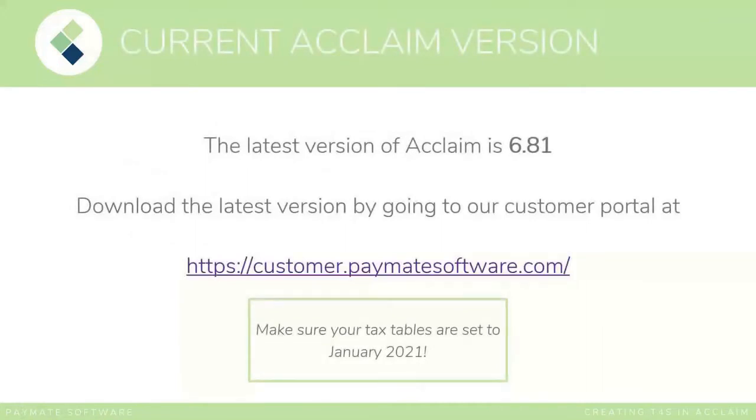All right, so the latest version of Acclaim right now is 6.81. You want to make sure that you're up to date with this. It's going to be the January 2021 tax tables. If you have any version lower than this, you'll need to download the latest version from our customer portal. We have some help documents if you need to do that, and just make sure that we have the latest one.